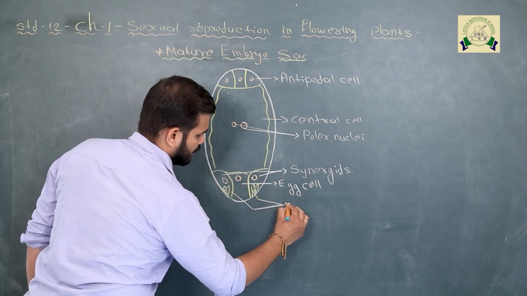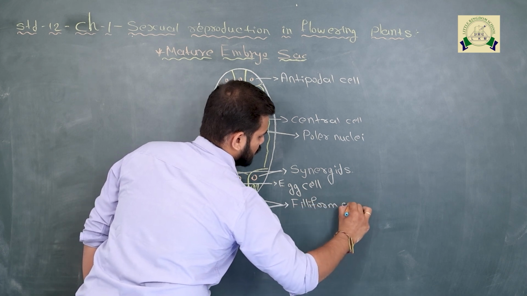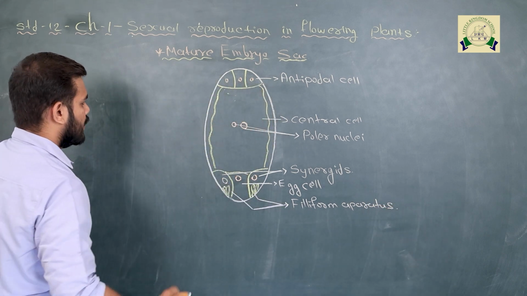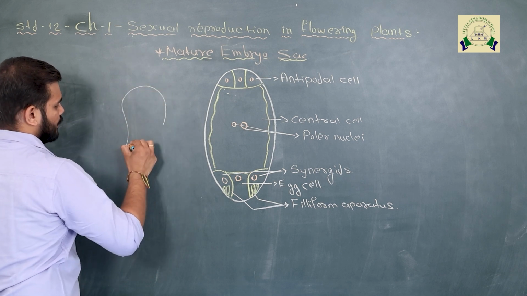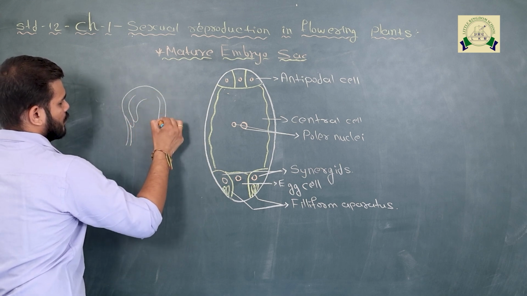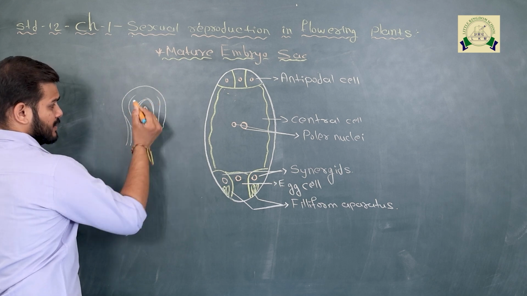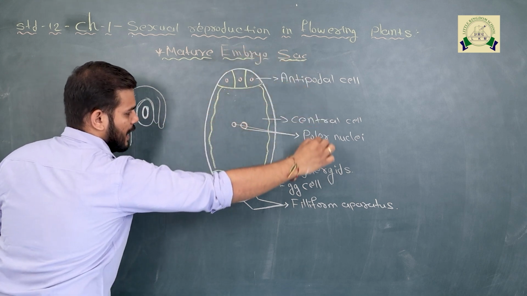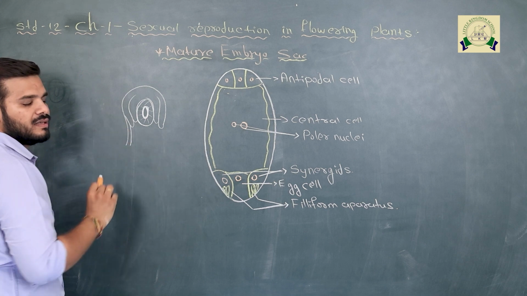Filiform apparatus. Clear? Now if you remember the diagram of ovule, just for clarification, it is like this. We are understanding this structure, embryo sac. That means still surrounding this embryo sac there is cell of nucellus. So cell of nucellus is still present surrounding the embryo sac.